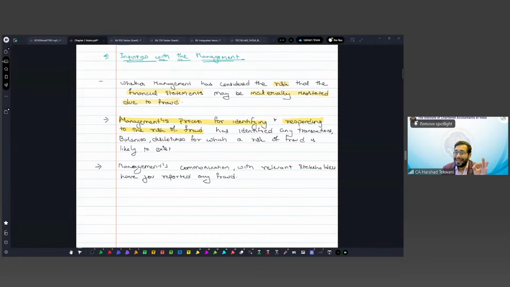Now the fourth point is very important: management communication to its employees. Management says we are very good at fraud prevention, we have policies and procedures in place. Do employees know about those policies? For example, a very common area of fraud in an organization is expenditure claims. Employee expenditure claims are a very common area where you find petty frauds.